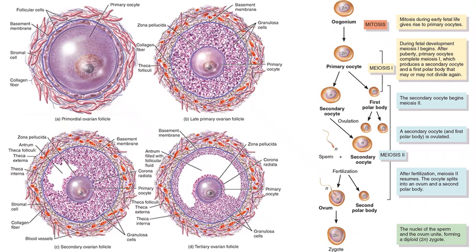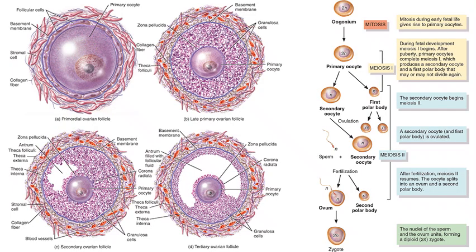Now, in addition, granulosa cells begin to secrete follicular fluid, which builds up in a cavity called the antrum in the center of the secondary ovarian follicle. And the innermost layer of these granulosa cells becomes firmly attached to the zona pellucida, and is what we know as the corona radiata.